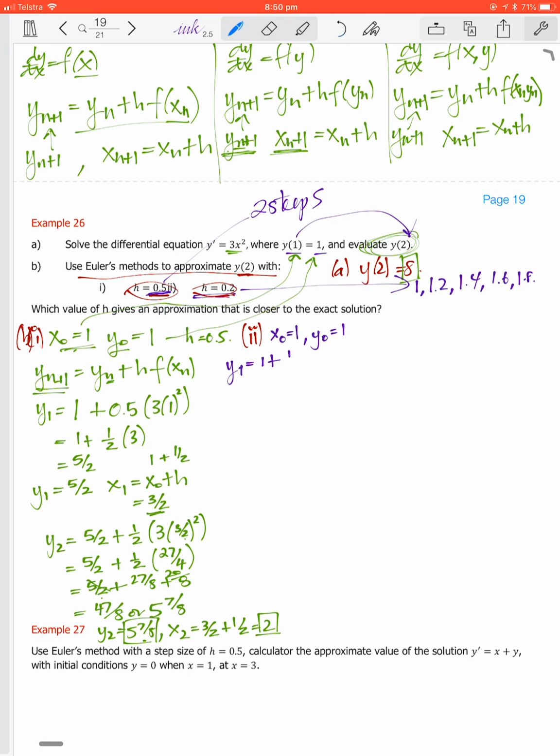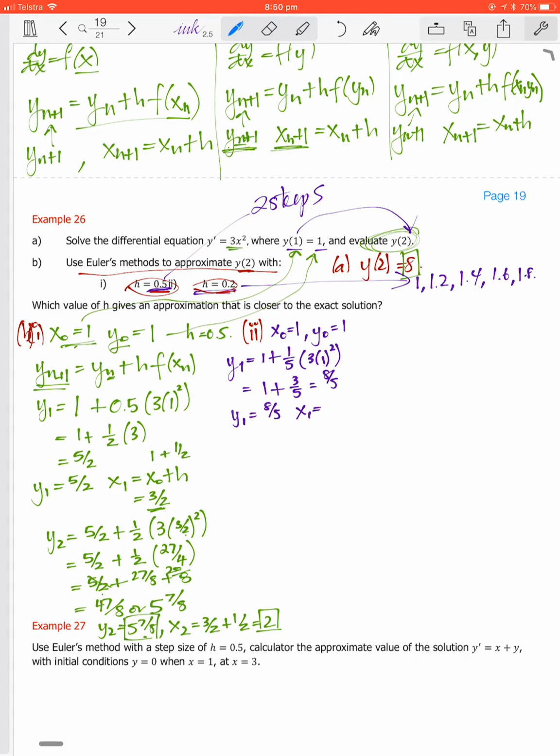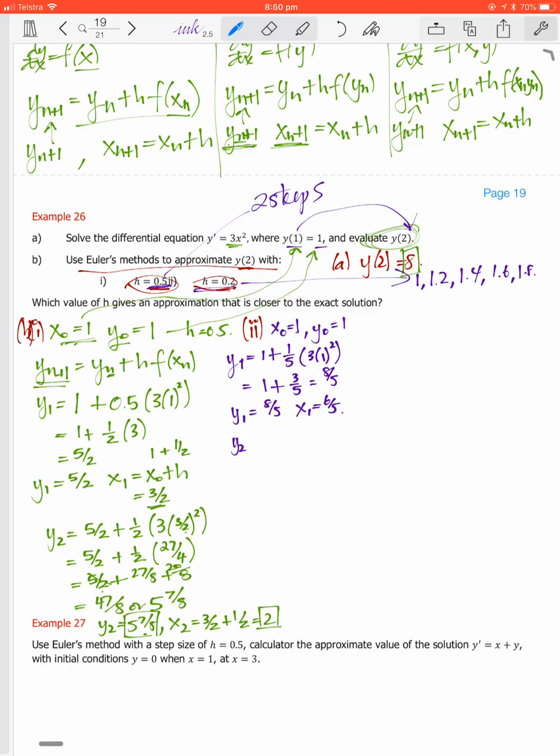x1 is equal to x0 plus h. We know that h is 1/5, so 1 plus 1/5, which is 6/5. Okay, then we want y2, which is y1, 8/5, plus h, 1/5, times f of x1. So that's going to be 3 times (6/5) squared, 8/5 plus (6/5) squared, 6 squared is 36, times 3 is 108 on 5 squared.